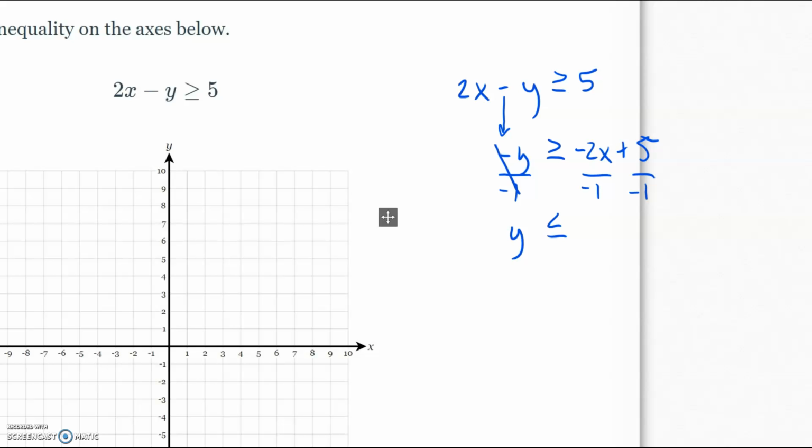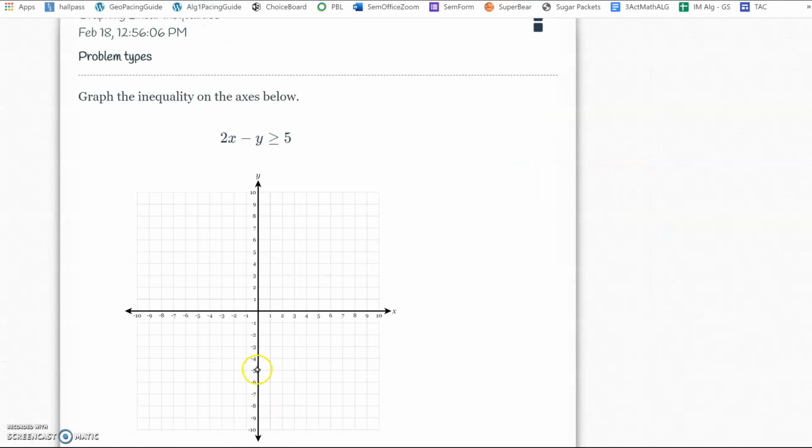Okay, the rest of it's the same. So -2 divided by -1 is 2. And 5 divided by -1 is -5. Okay, so now I'm ready to graph that. This one's going to start down at -5. And it's going to have a slope of 2, so up 2 units and over 1. Okay, let's go ahead and do that part. Starts at -5, slope of up 2 over 1.